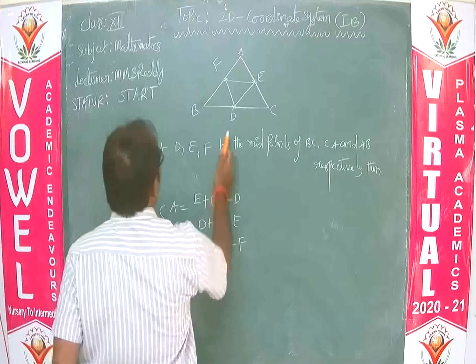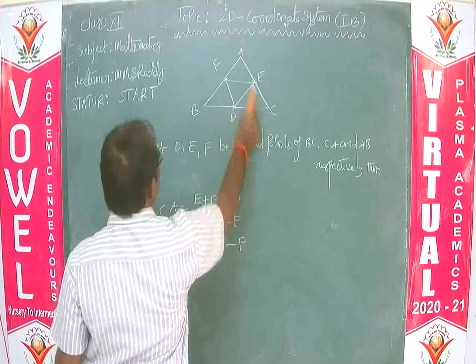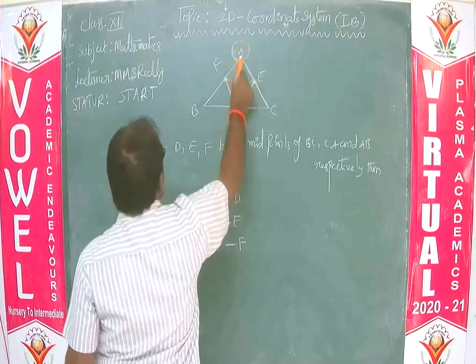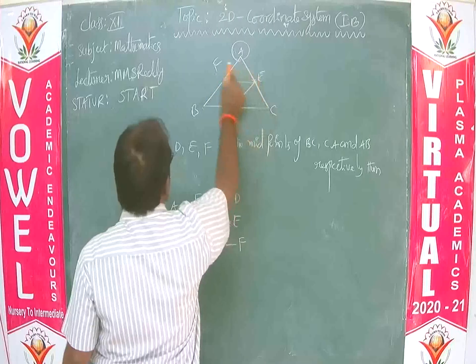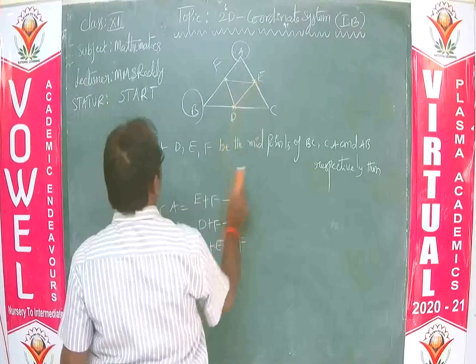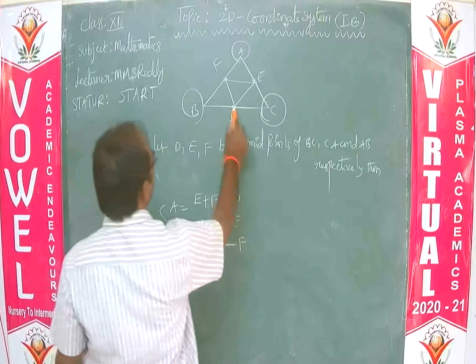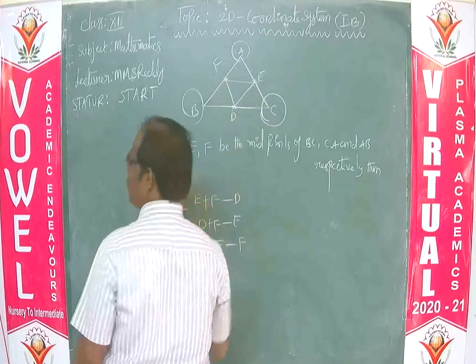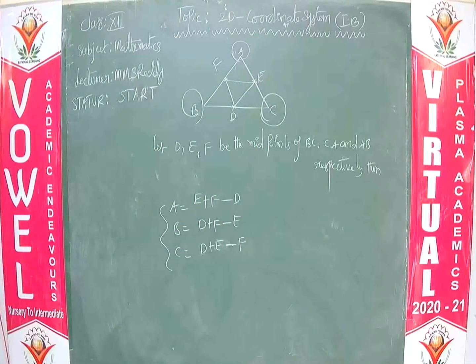To repeat: let D, E, F be the midpoints of BC, CA, AB respectively. Then one vertex A is equal to E plus F minus D. The second vertex B is equal to D plus F minus E. The third vertex C is equal to D plus E minus F. So we can take another example on this method, on the coordinates of the midpoints of a triangle ABC.